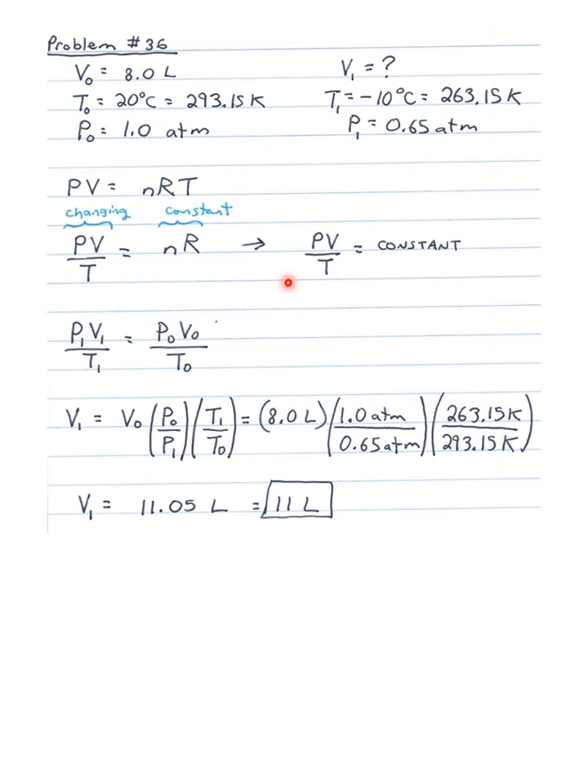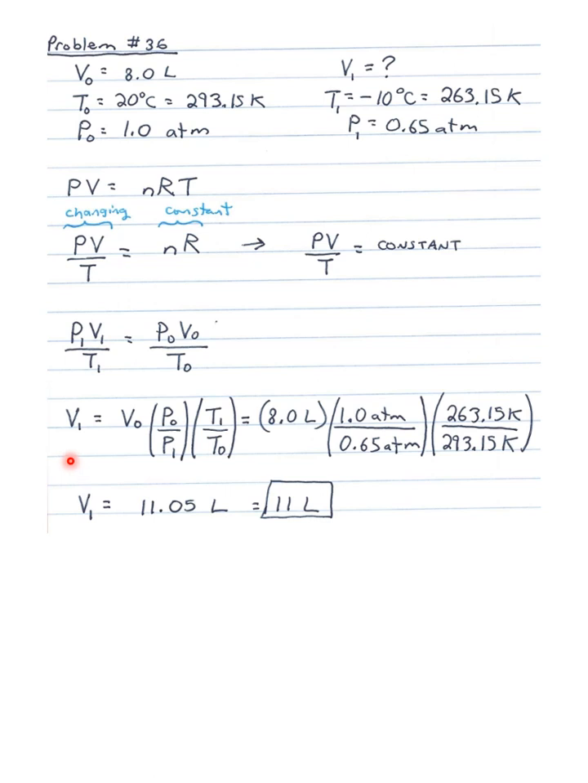And we don't care what that constant is. We don't care what n times R is. What is important is that PV over T, those three quantities in that relationship, will remain constant. So then we say P1 V1 over T1 equals P naught V naught over T naught. So the PV over T of the new situation equals the PV over T of the original situation. We want to know what V1 is, so let's solve that algebraically for V1.